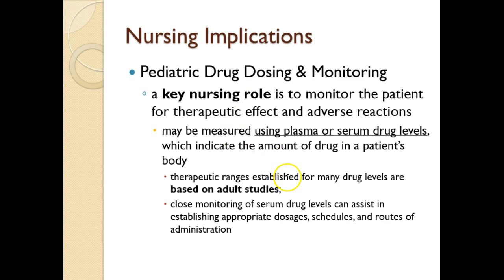So the nursing implications for all of this is that our role as nurses is to closely monitor patients for our desired effect, which is the therapeutic effect, but at the same time, adverse reactions. We may need to do more laboratory testing so that we can ensure that our patients are reaching those therapeutic levels and that the pharmacotherapy is not suboptimal. However, we also have to understand that there's limited research on this, and the therapeutic levels that have been set are based on adult studies.